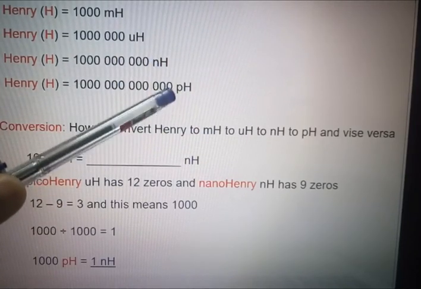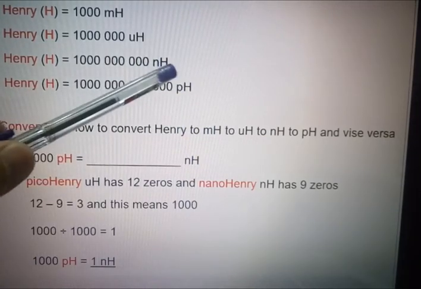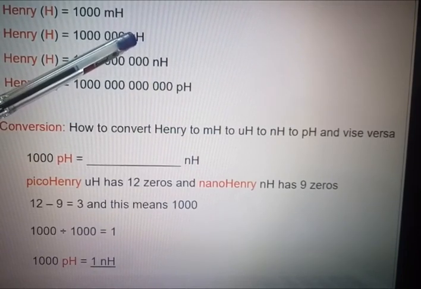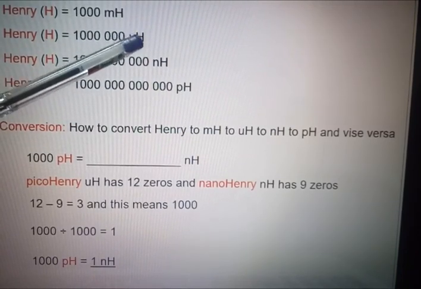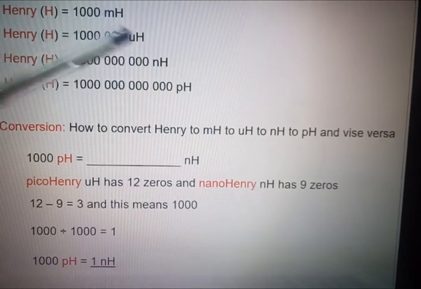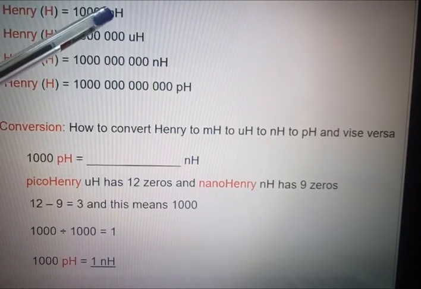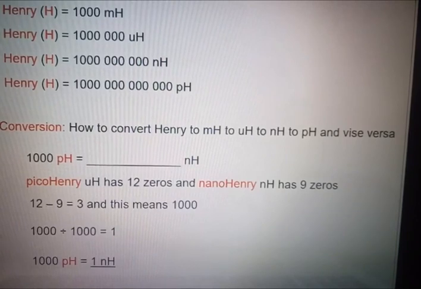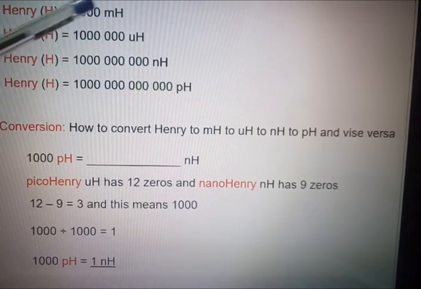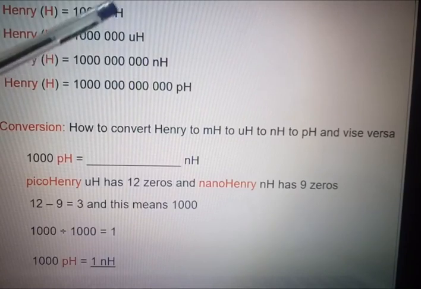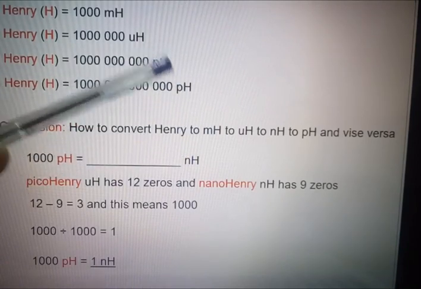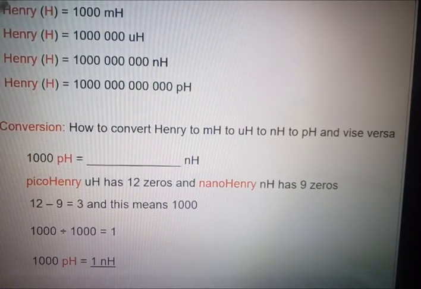But if the unit starts from picohenry to nanohenry, you're going to divide. And nanohenry to microhenry, still divide. And microhenry to millihenry, you're still going to divide. And the last one, millihenry to henry, still you're going to divide. So remember, from henry to milli, micro, nano to pico, multiply. Then pico to nano to micro to milli to henry, you're going to divide.